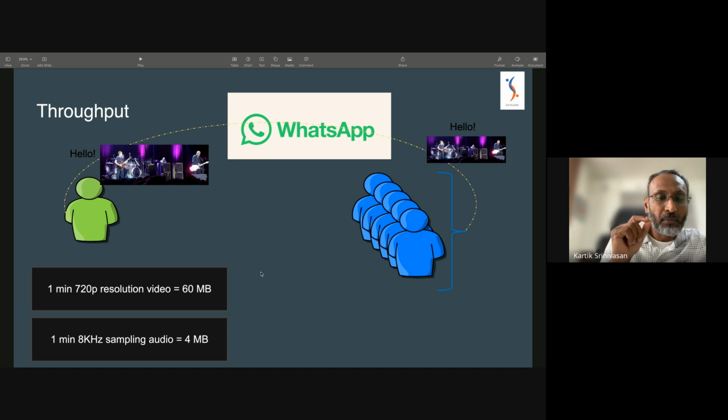Which means it's about 1 MB per second that has to be transmitted between the green person and his college friends, all the five blue guys who are probably in different parts of the world. So that's the throughput of the system. Each call is probably incurring almost a megabyte of information per second, for it to be relayed to five people, all in distinct places in the world. So that's a measure of throughput for this system.